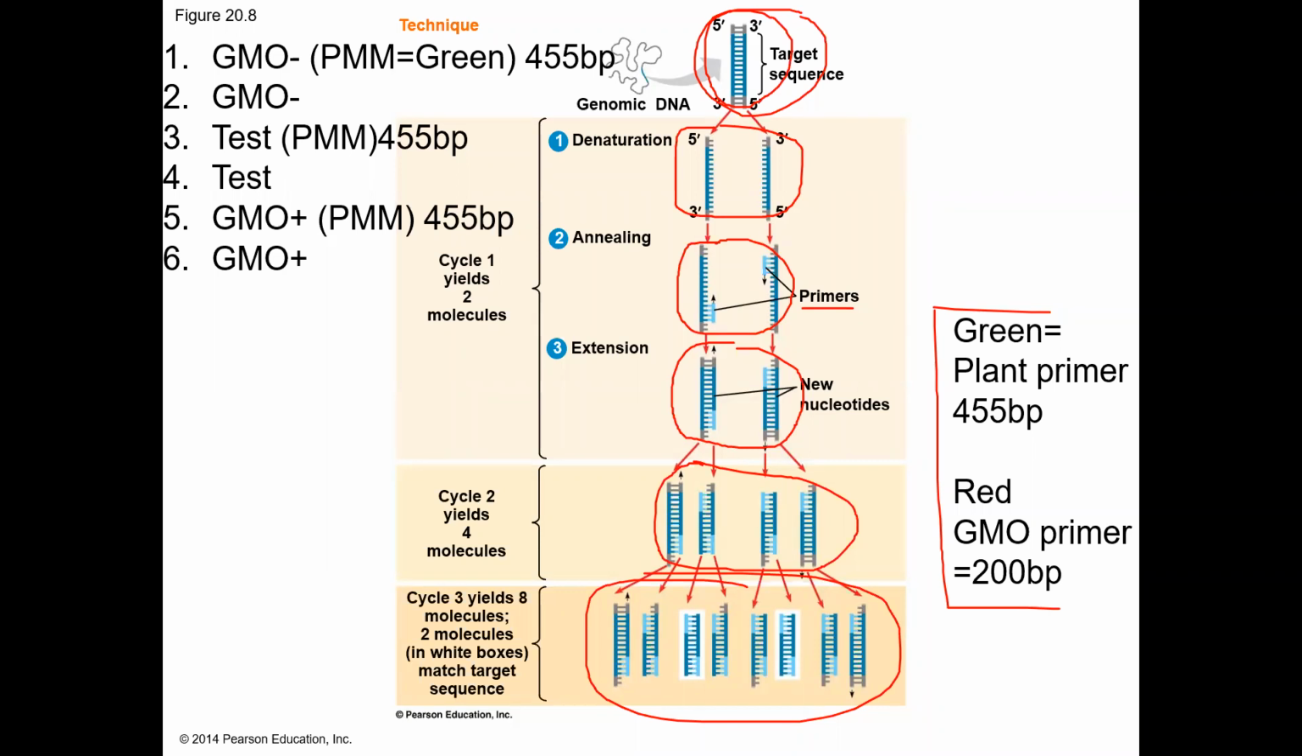Now, PCR can also be used, and it's been very useful in doing things like crime scene analysis. It also has been used in trying to figure out genetic anomalies or diseases that are found in people.